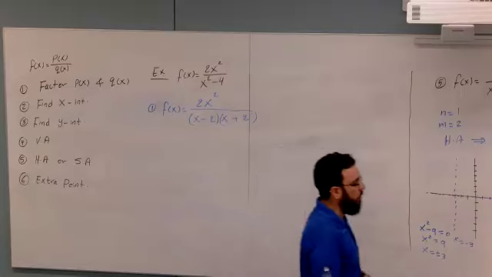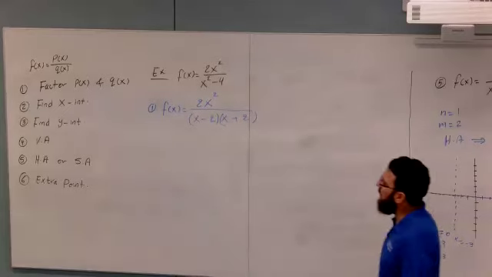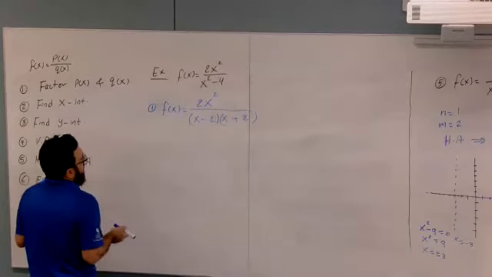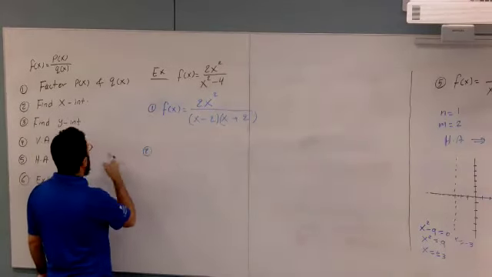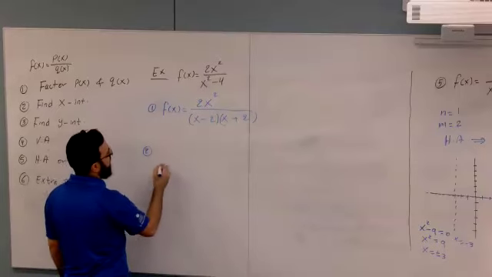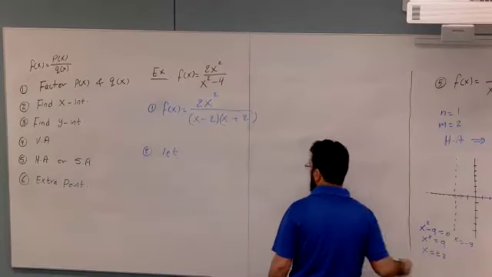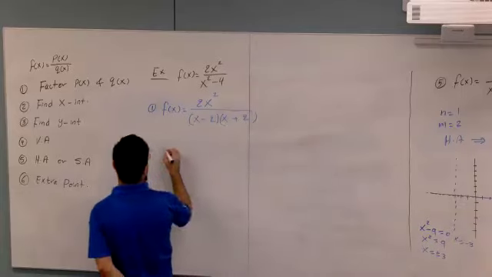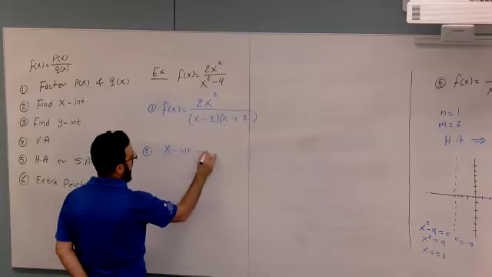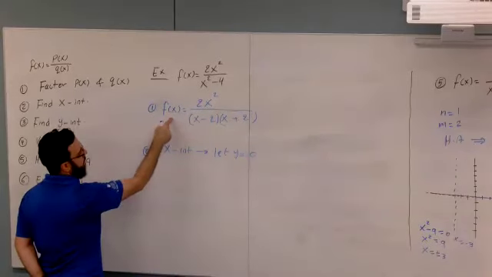Step 2. What does step 2 say? Find the x-intercept or the y-intercept. It doesn't matter. I just put it here, so both are going to be right. Let's stick with this one. We're going to find the x-intercept. How are we going to find the x-intercept? We're going to let y equal 0. Let's write it down. That means for the x-intercept, I'm going to let y equal 0. Where is y? This is 0, right?